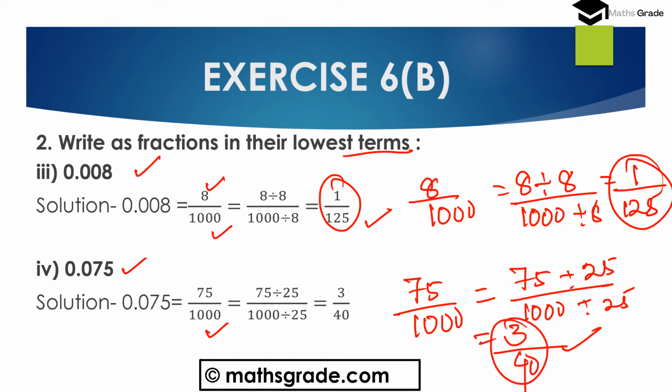Now 3 divided by 40 is the lowest term or the simplest form of the fraction 75 divided by 1000, or the decimal 0.075. So 0.008 is 1 divided by 125 and 0.075 is 3 divided by 40.